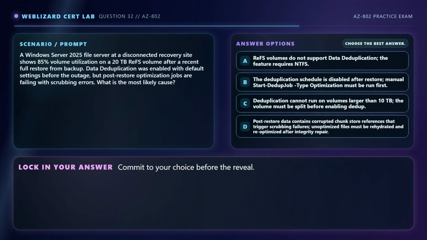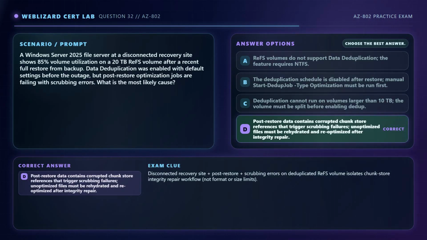Option A. ReFS volumes do not support data deduplication. The feature requires NTFS. Option B. The deduplication schedule is disabled after restore. Manual start dedupe job type optimization must be run first. Option C. Deduplication cannot run on volumes larger than 10 terabytes. The volume must be split before enabling dedupe. Option D. Post-restore data contains corrupted chunk store references that trigger scrubbing failures. Unoptimized files must be rehydrated and re-optimized after integrity repair. Lock in your answer.